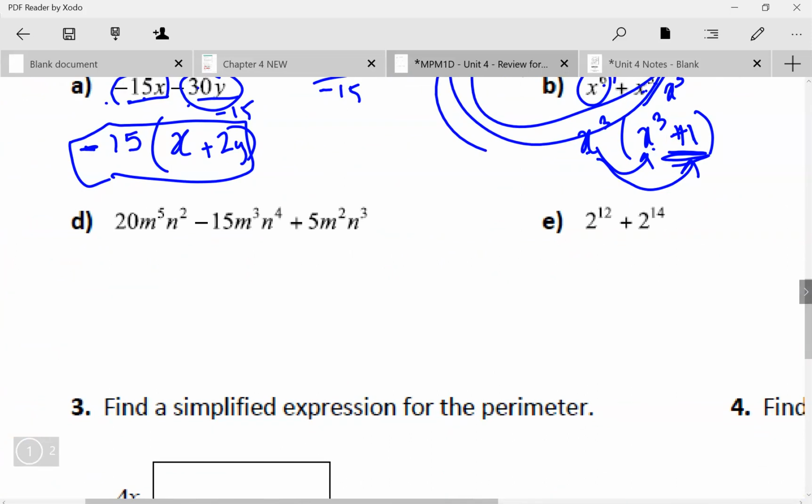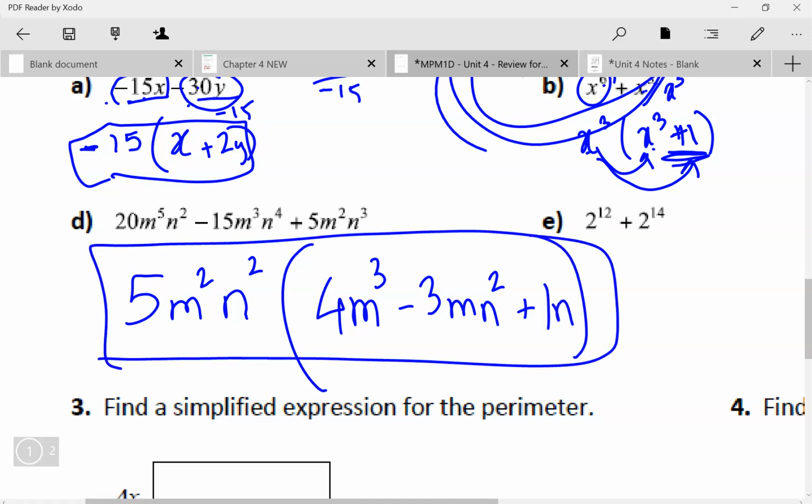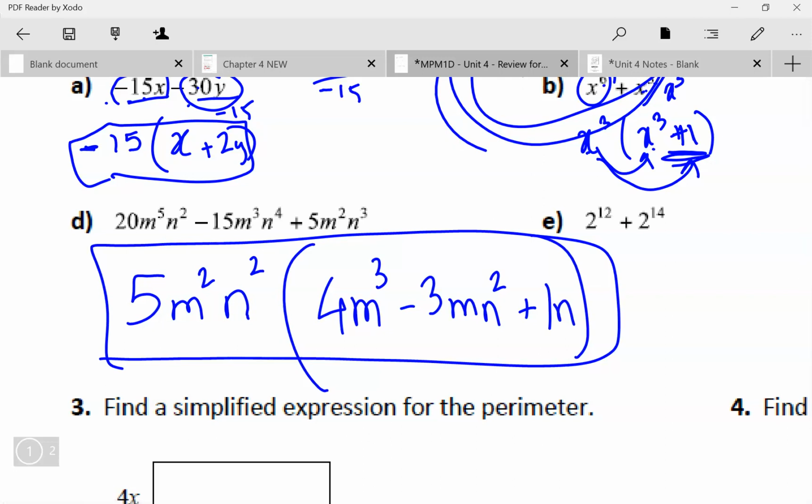Oh, look at this big question. 5 and 2 and 2, I think. Which leaves me with a 4m^3 minus 3mn^2 plus 1n. This, I believe, is my final answer. And again, I just found my greatest common factor by looking at the numbers.